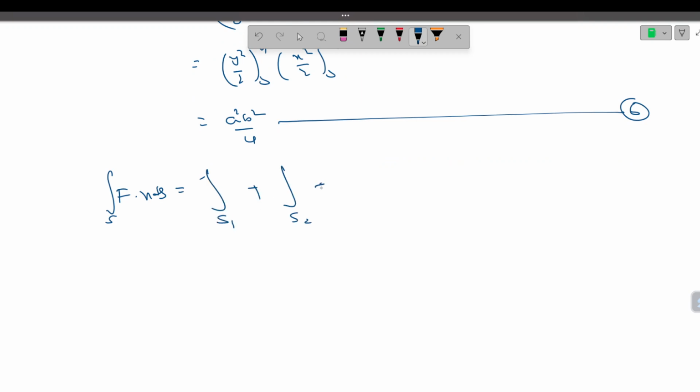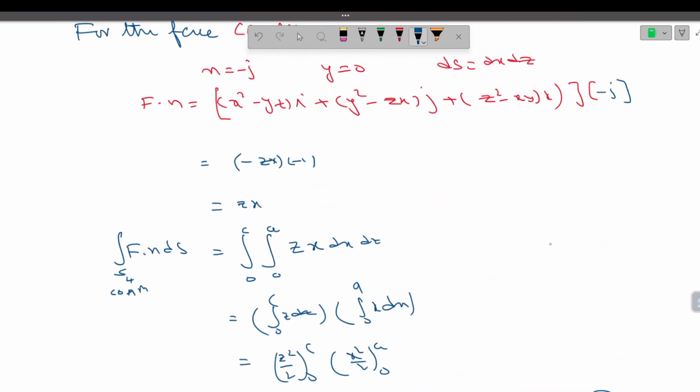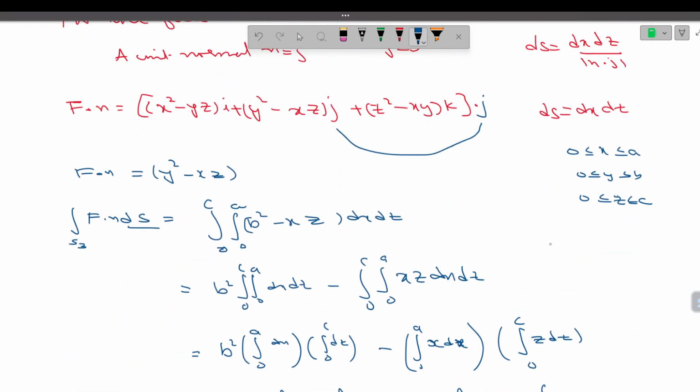Now integration taken over the surface S of f dot n ds is equal to integration taken over the surface 1, plus surface 2, plus surface 3, plus surface 4, plus surface 5, plus surface 6. So we have to write down all.